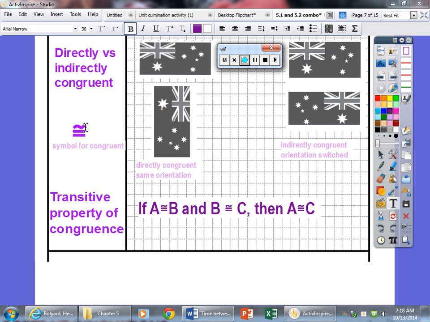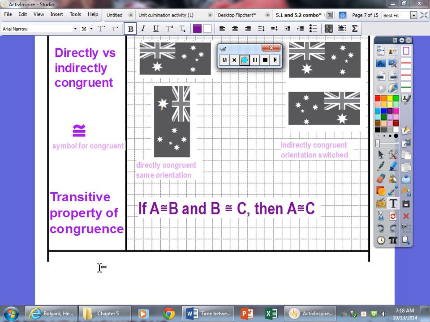When we're talking about congruent, this is the symbol that we're going to use. We don't have to always say the word congruent. We can use this symbol, which looks like an equal sign with that guy on top called a tilde, but that is the symbol for congruent.